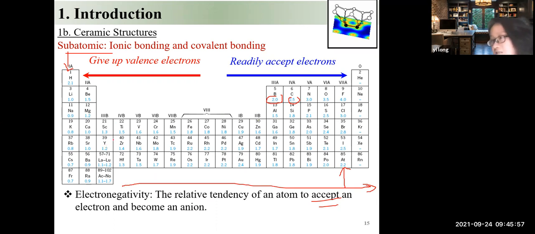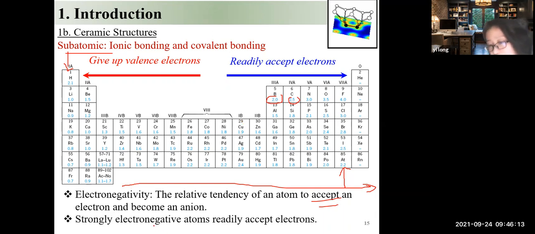So you can see, if you're increasing on the right-hand side, atoms readily accept electrons. The left-hand side gives up the valence electrons. People are just trying to quantify this. Strongly electronegative atoms are ready to accept electrons and become ions.